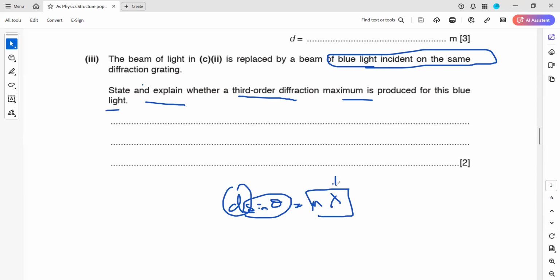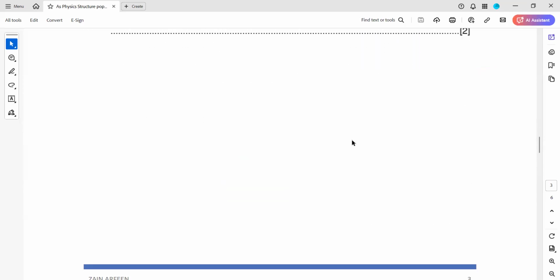Blue light has a shorter wavelength. If the wavelength is shorter, n, the order of the image, will be more. So if these longer wavelengths are producing 3, definitely the shorter wavelength will also produce 3.